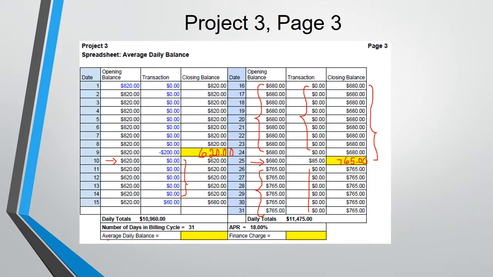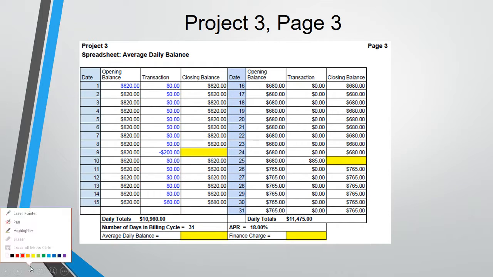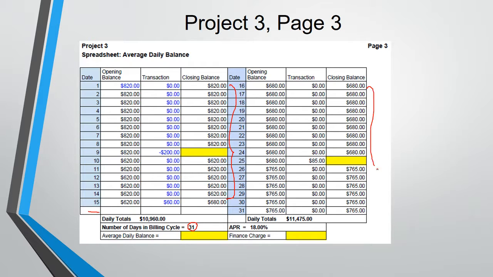Next thing we need to do is find the average daily balance. So how do you find the average of any set of numbers? You add up all the numbers and you divide it by how many numbers there are. Well, we're looking for the average daily balance of this month. If you take a look at the table, you'll see that there are 31 days. So 1, 2, 3, 4, 5, 6, 7, 8, 9, 15, all the way down to 31. It also tells you right here, right? So what you need to do is add up all of these numbers together.